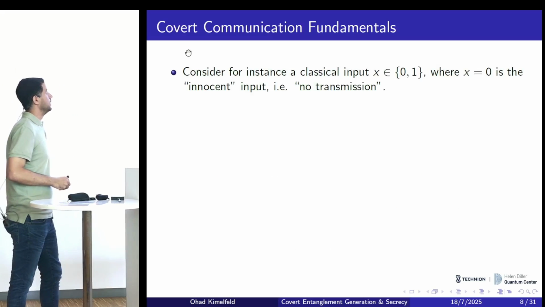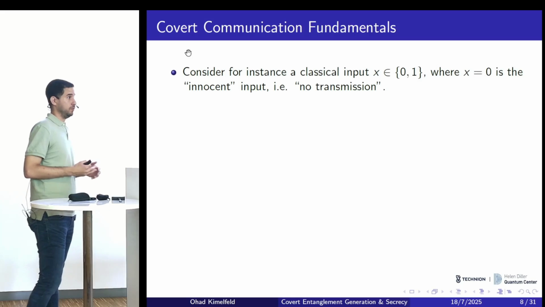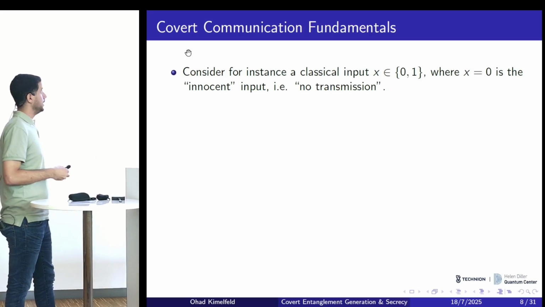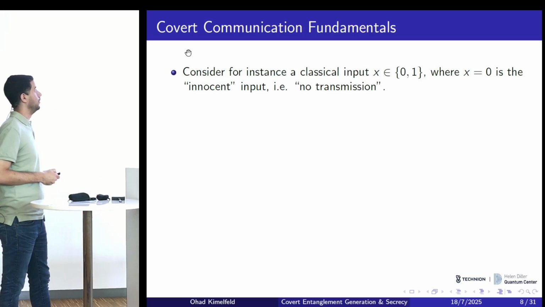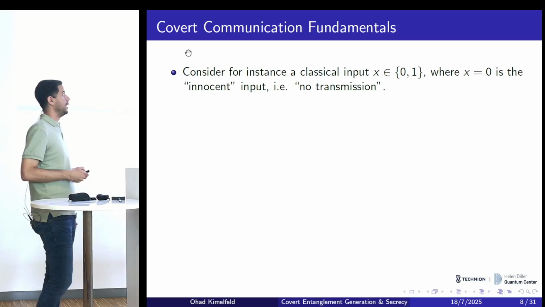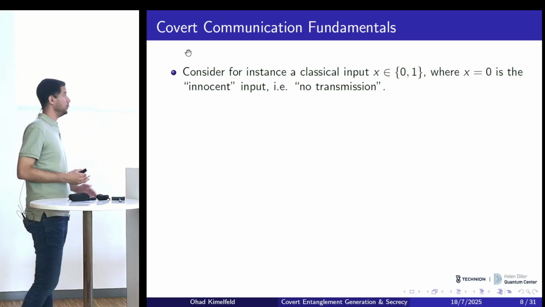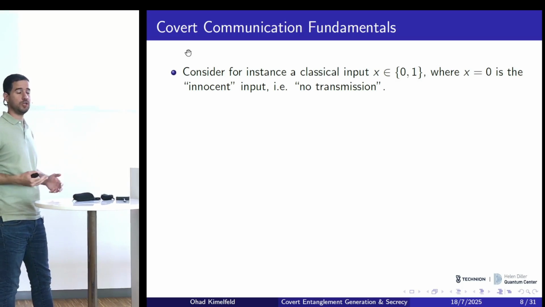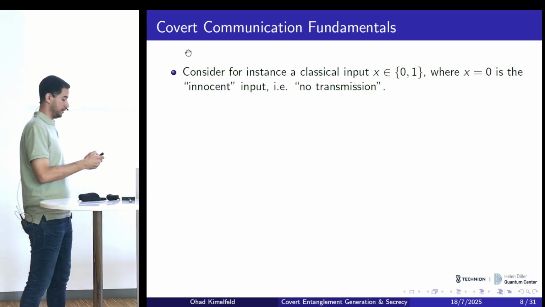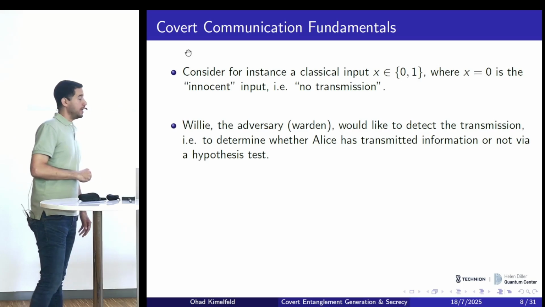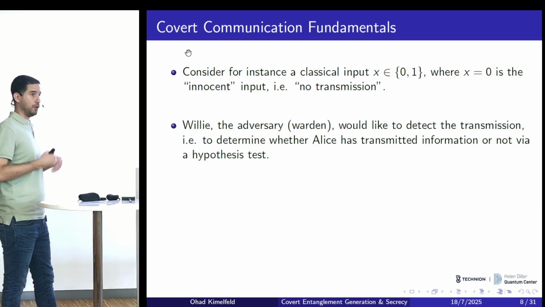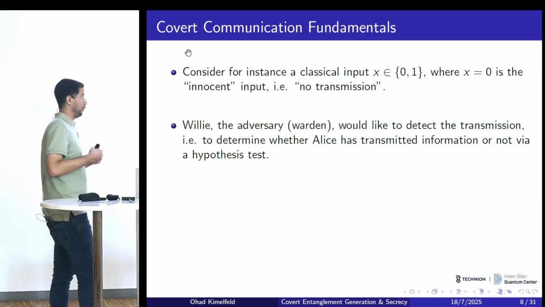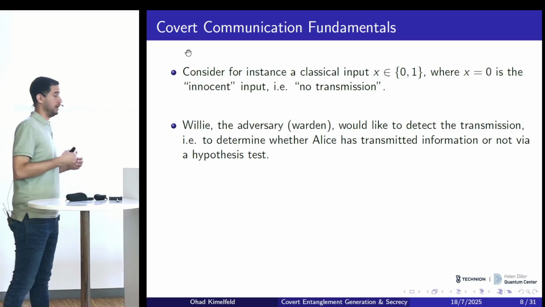Okay, about covert communication, which is less familiar. Let's consider, for instance, a classical input x, which can be 0 or 1, where we call x equals 0 the innocent input, which means that there's no transmission or the channel is quiet. Then Willy would like to detect whether there was a transmission or not, and he does it by using hypothesis testing.